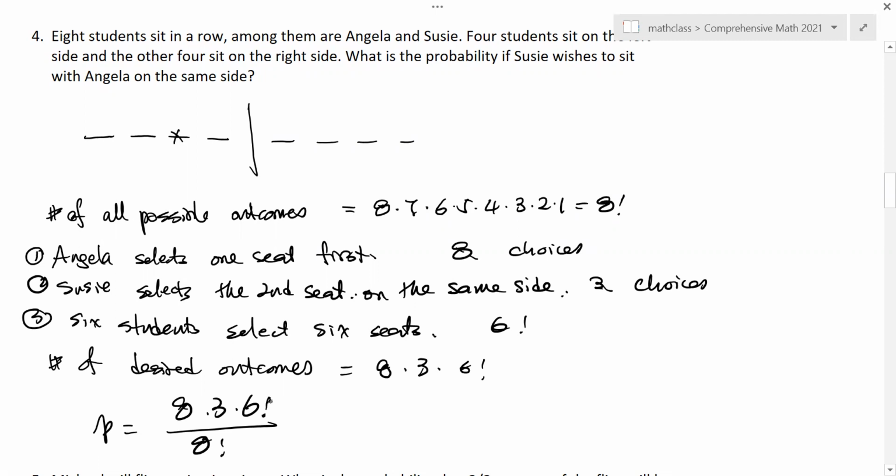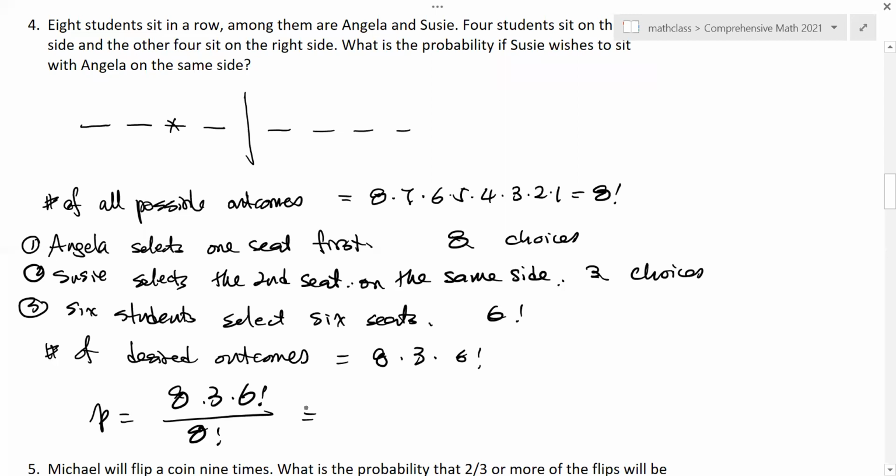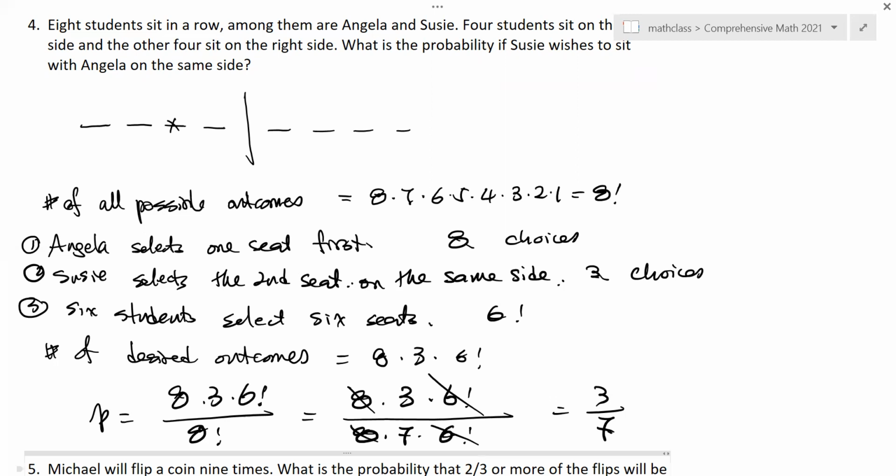So the probability is going to be 8 times 3 times 6 factorial, over 8 factorial. Now to simplify this number, 8 factorial is 8 times 7 times 6 factorial. So 6 factorial cancels out, 8 cancels out, that is 3 over 7. So that would be the answer.